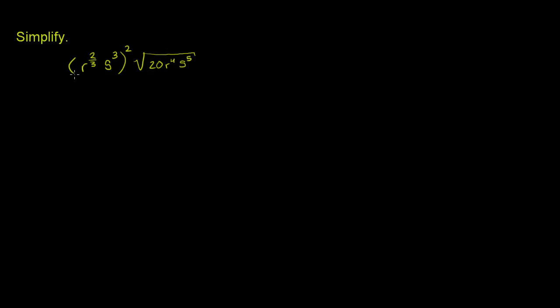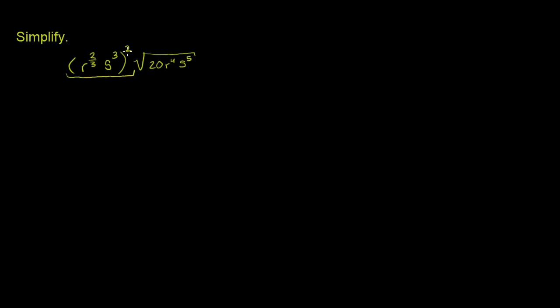We're asked to simplify r to the 2/3, s to the third, that whole thing squared, times the square root of 20 r to the fourth, s to the fifth. Now, this looks kind of daunting, but I think if we take it step by step, it shouldn't be too bad. So first, we can look at this first expression right here, where we're taking this product to the second power.